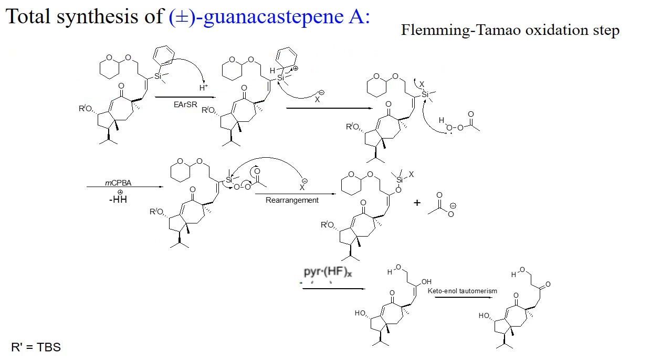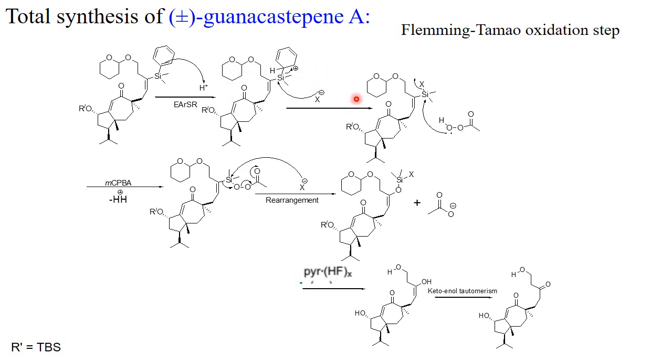So now we directly discuss the mechanism of preparation of the 1,5-dicarbonyl compound, which is required to prepare the intermediate for guanacastepene A. The first step is a Fleming-Tamao oxidation step. In our previous application, the first step was the Michael addition step, but here the first step is not the Michael addition step. Here the first step is the Fleming-Tamao oxidation step.